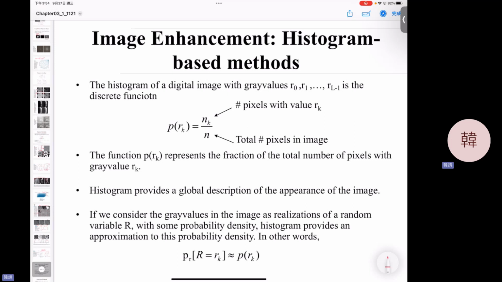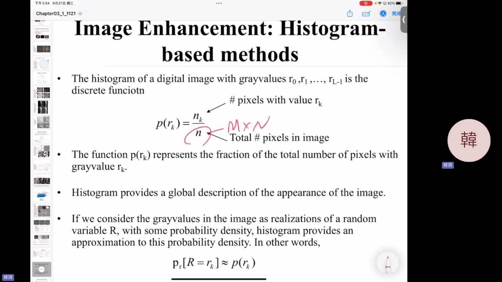So first of all, we have to introduce the histogram. The histogram is the probability of each specific gray level. It's just counting how many pixels have the same value r_k. Say k is 128, and you count in all your image how many pixels have value k, and then n is your total size of the image, or maybe you have an M by N image, and this is the total number of pixels in your image.